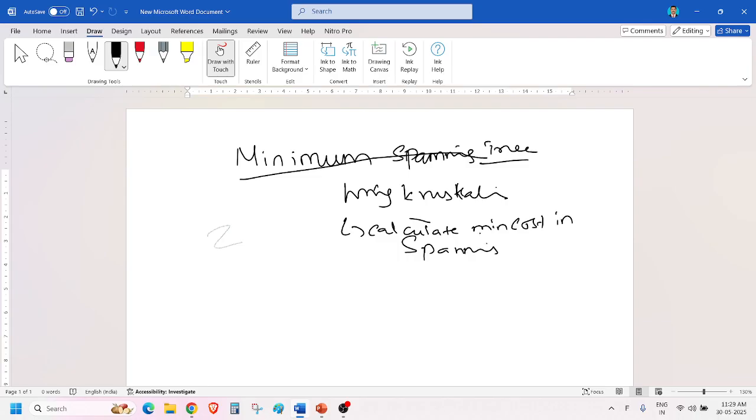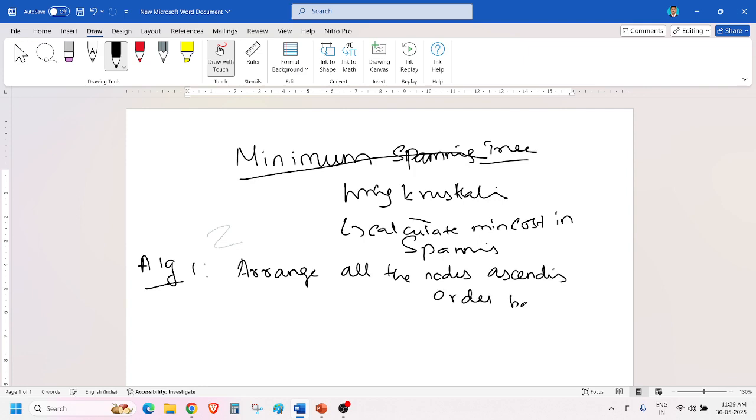So first we will study the algorithm. We are going to calculate the minimum cost in the spanning tree. Algorithm step 1: totally we have 3 steps. First we have to arrange all the nodes, whatever nodes have been given, in ascending order based on cost. That is your first step.